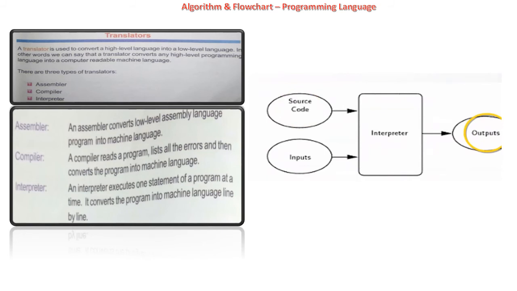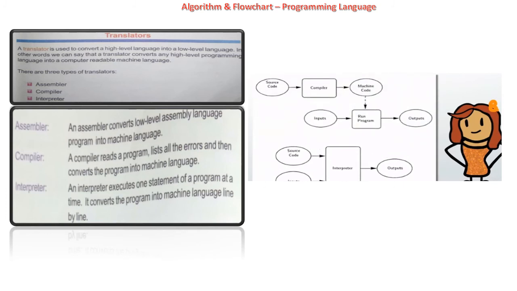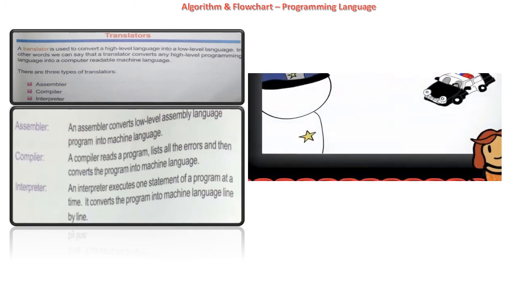Compiler. A compiler reads a program, lists all the errors, and then converts the program into machine language.